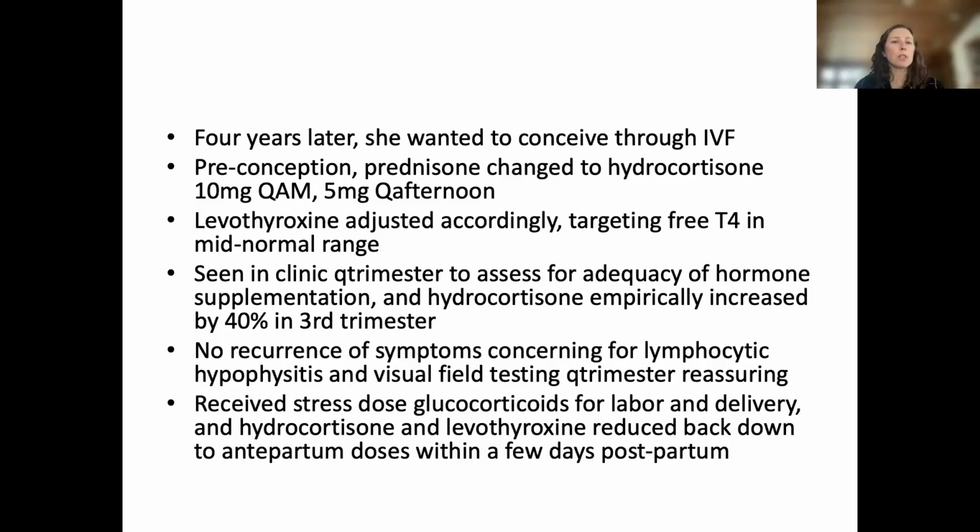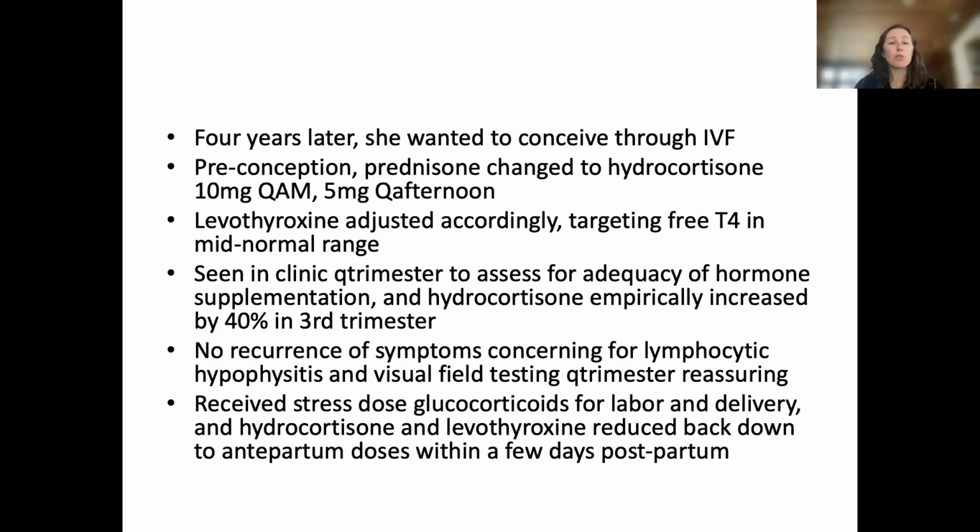We switched her from prednisone to hydrocortisone and made sure her levothyroxine was adjusted accordingly, targeting a free T4 in the mid-normal range. She was able to get pregnant with IVF. We saw her in clinic every trimester of pregnancy to assess the adequacy of hormone supplementation and to empirically increase her hydrocortisone by 40% in the third trimester.